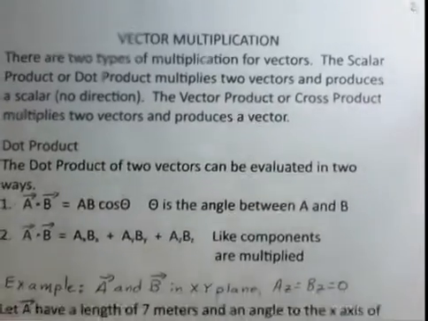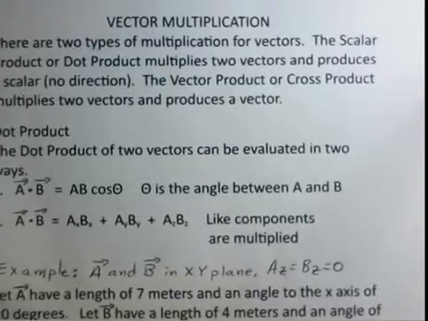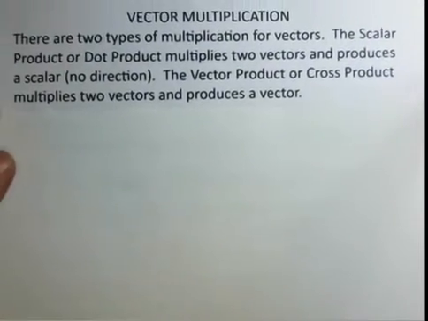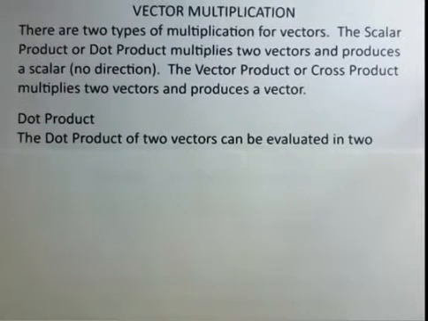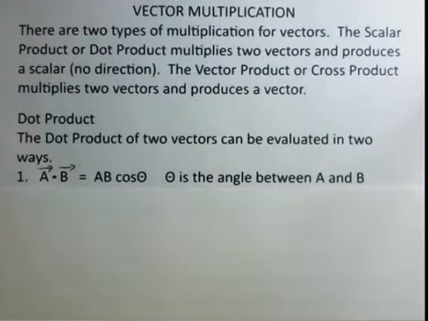Now, vector multiplication. There are 2 types of vector multiplication, the scalar product or the dot product, and the cross product or the vector product. So we'll do the dot product first. It's a little easier of the 2. In the dot product, we're going to multiply 2 vectors together, and we will not get a vector result. We'll get a scalar. We'll get something that does not have direction. This will be useful in calculating work.